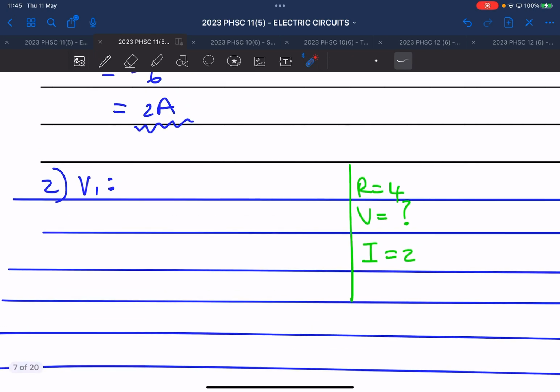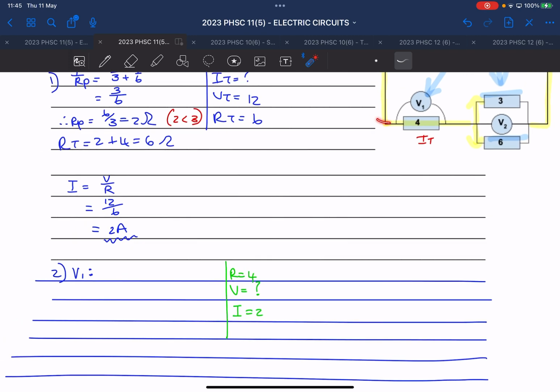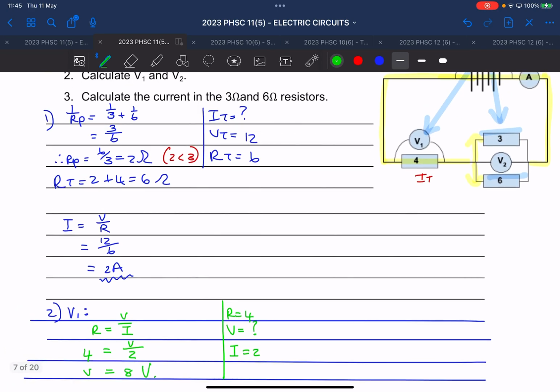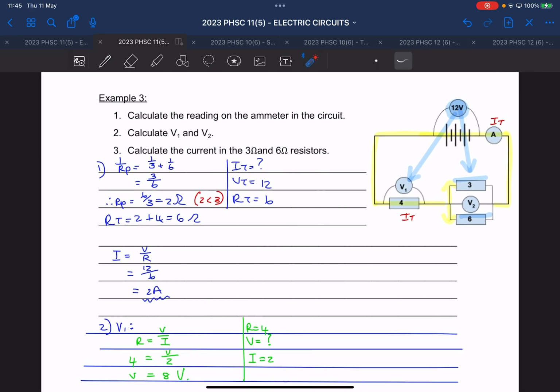Okay, but there we calculated the total current. So I want you to say that the total current passes through the 4 ohm resistor. Okay, so we have resistance is volts over current. The resistance is 4. Volts we want to get. Current is 2. So our volts is, without a calculator, 8 volts. Okay, so what does that mean for us? It means that of our 12 volts of energy, 8 is used there.